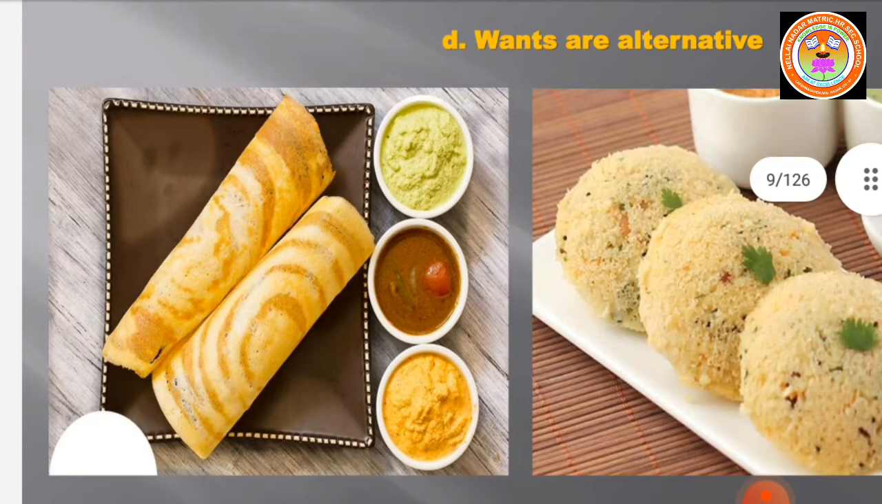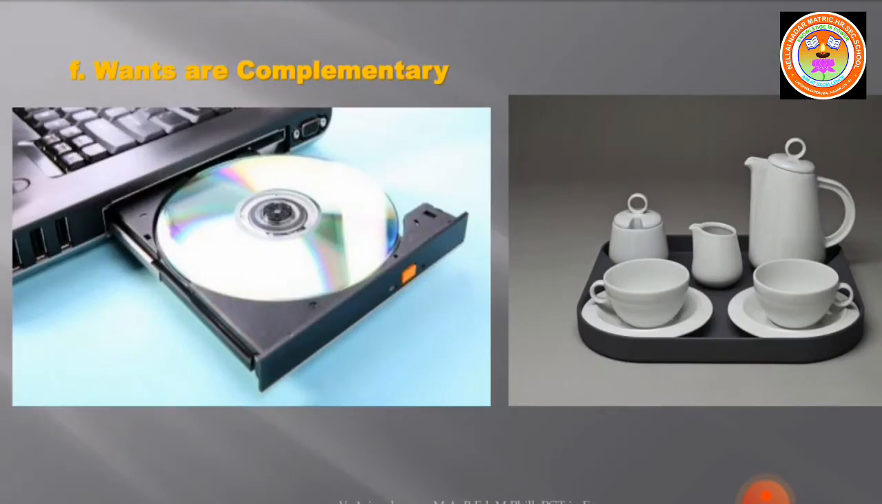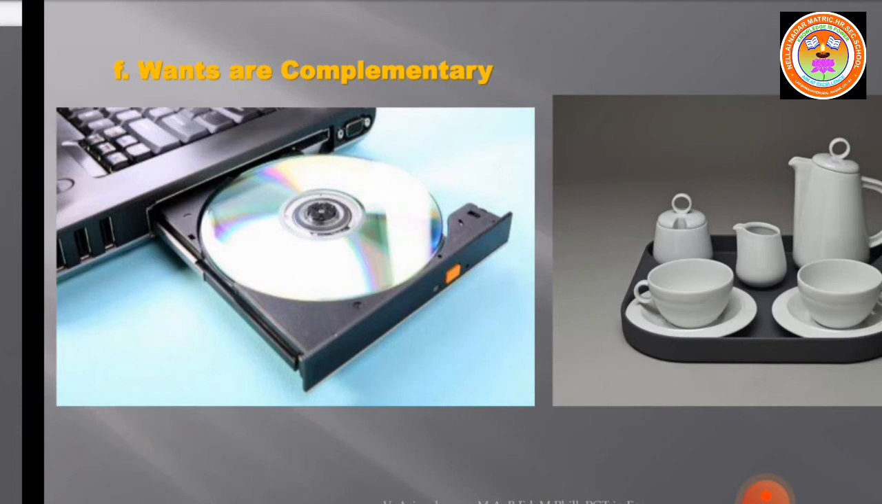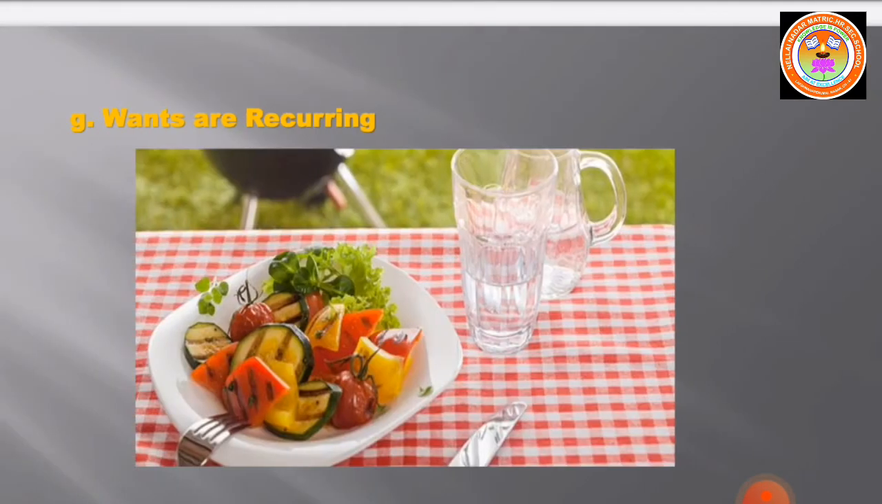Then wants are alternative. If you would like to eat idli or dosa or chapati or pongal, whatever it is, that is, wants are alternative. Then wants are complementary. That means it requires the use of more than one commodity. For example, if we want to drive a car, petrol is a complementary good. Like the cup and saucer, and CD player and CD. These are the best examples of complementary.